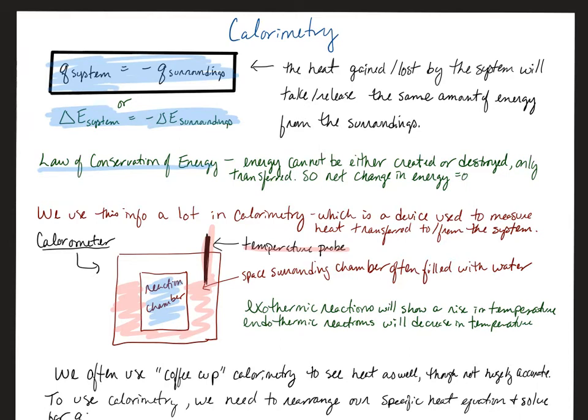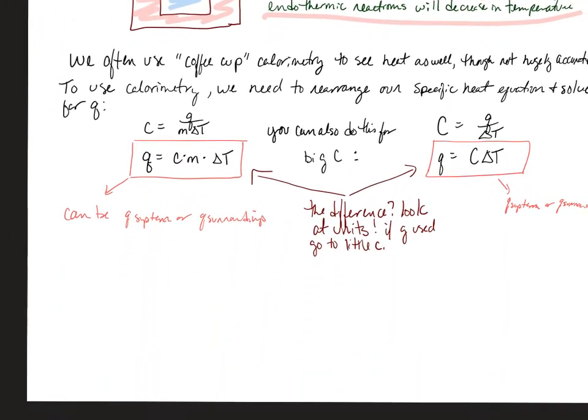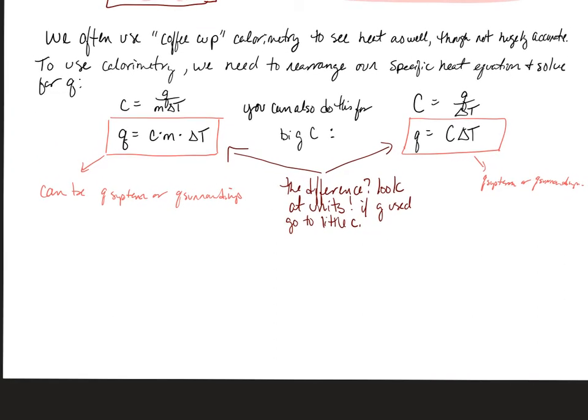So exothermic reactions, what we talked about last time, will show a rise in temperature because they're releasing energy. And endothermic reactions will show a decrease in temperature. In other words, the temperature will go down. Most commonly we give examples that require exothermic reactions, but that does not mean that endothermic reactions don't happen. They absolutely do.